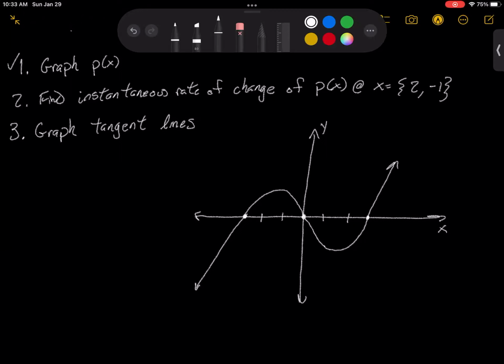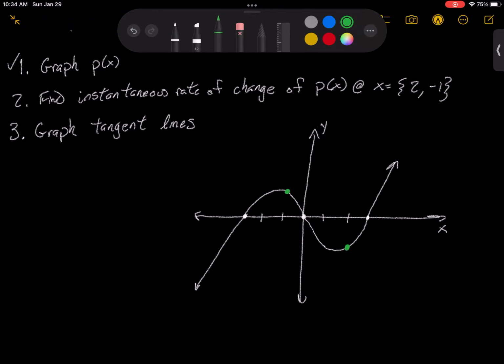Now, number two, find the instantaneous rate of change, or another way to say that, the slope of the tangent lines, or another way to say that is the derivative. All of these things are the same thing. Derivative, instantaneous rate of change, slope of the tangent line. We want to find these of p of x at the points x equals 2. So let's go ahead and locate that. I'm looking for a tangent line right there. And I'm also looking for a tangent line. Oh, sorry, that's negative 2. Where's positive 2? Over here. And at minus 1. It's right there.